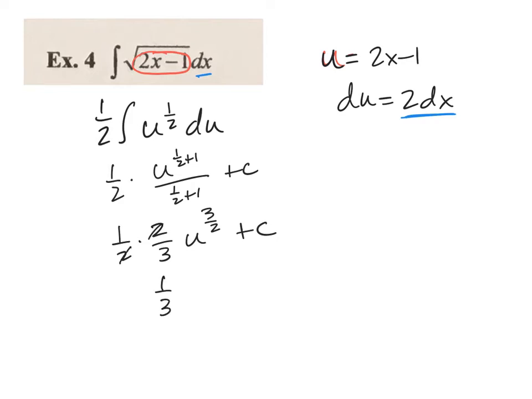And I'm going to back substitute. I'm going to replace this u. I'm going to put 2x minus 1 back in. So we would have 2x minus 1 to the 3/2 power plus c.